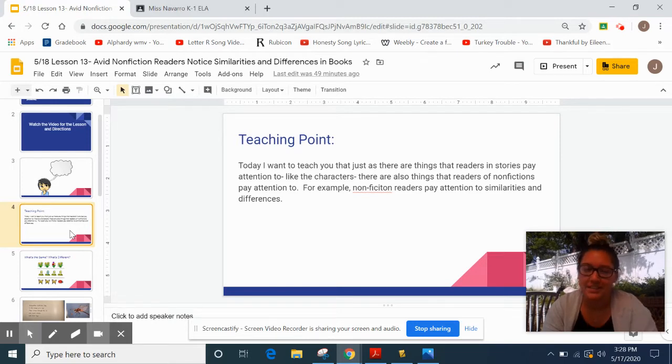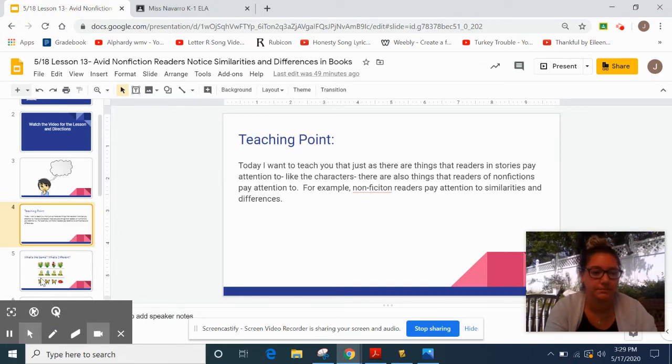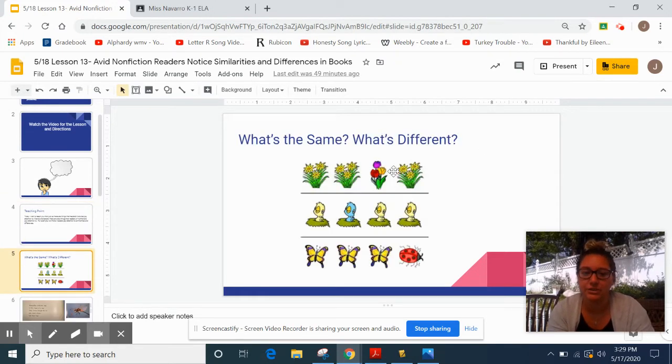Now, you might have done this in math before. You might have played what's the same and what's different. We can do that with our books. So first, we're going to practice with these pictures. I want you to look at the first line of flowers. Point to the 3 flowers that are the same.